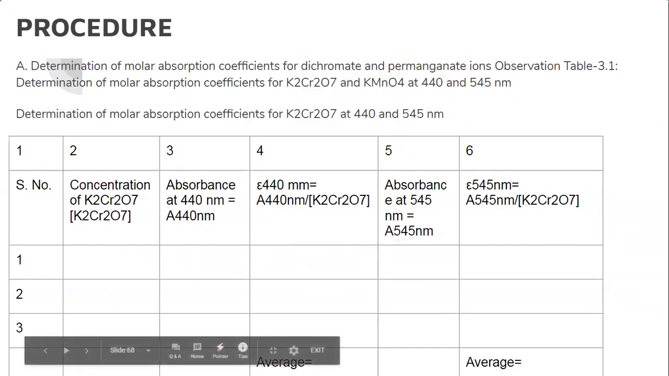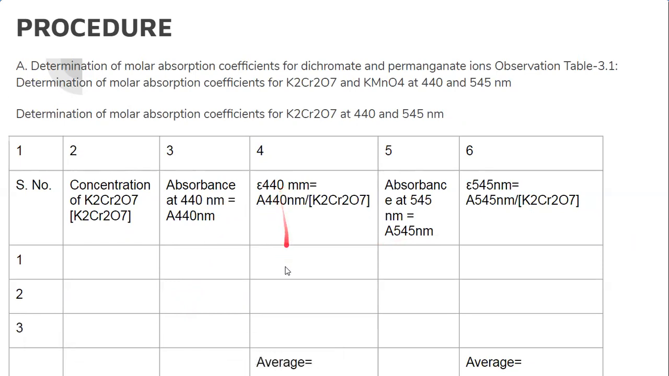Here these three are the different solutions. This is the stock solution 0.002, this is 4 into 10 to the power of minus 4, and this is 8 into 10 to the power of minus 4. Here we note down the readings from the experiment. After doing the experiment, we substitute those values in this formula, thereby we can get lambda max, epsilon at 440 nanometers.